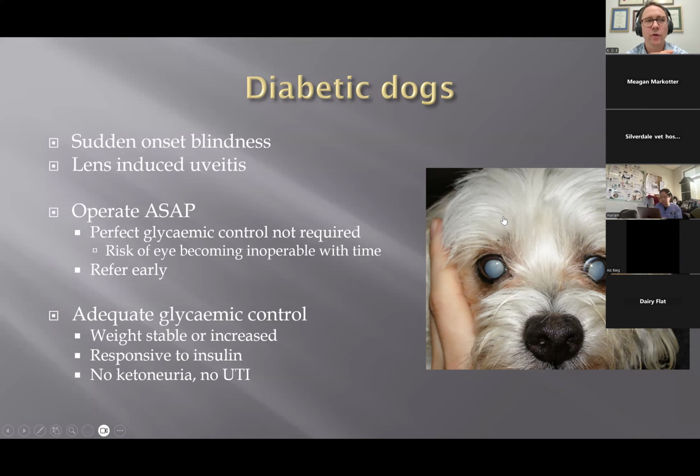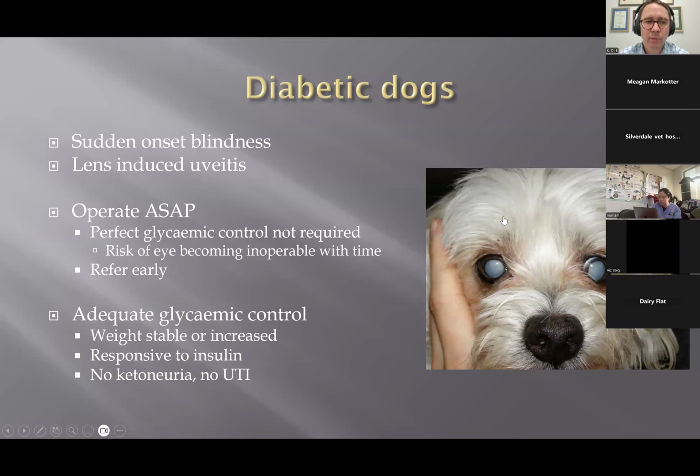So diabetic dogs, typically the blindness will occur very quickly. Most of them go from being pretty much visual to blind over a week, maybe two. That is often associated with a lens-induced uveitis. We're getting a lot of water going into the lens, and the soluble proteins within the lens leach out through the lens capsule and stimulate inflammation inside the eye. So they often can be quite red eyes as well, which is a concern.